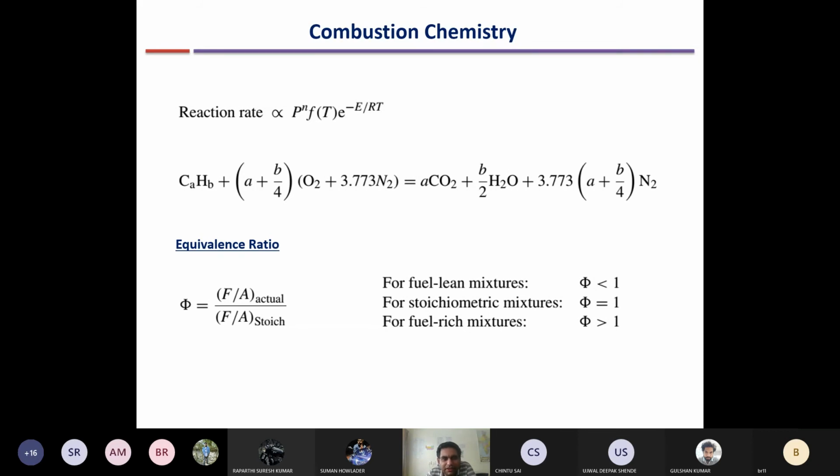And the stoichiometric fuel air ratio, how will you calculate? Stoichiometric means the exact amount of air is present for the reaction. You balance that equation, and then from this equation you can find out the amount of oxygen and nitrogen present. So the mass of air and mass of fuel you can find from this equation for the stoichiometric condition. So equivalence ratio can be defined as the ratio of the fuel air ratio actual by stoichiometric.